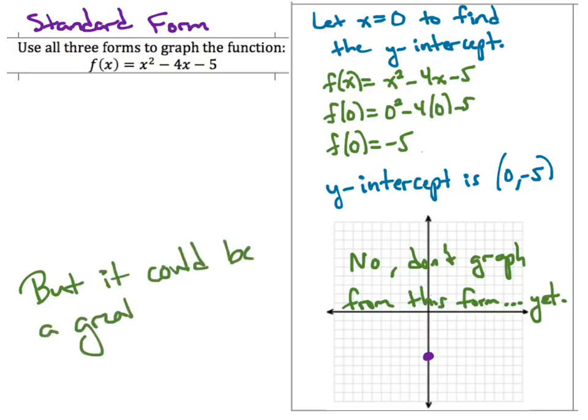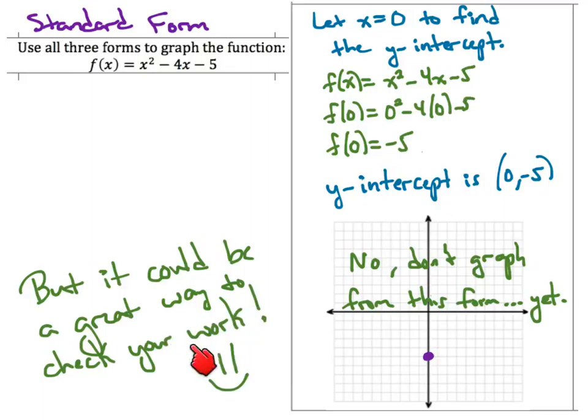But what you could do, how does this become useful? If you graph it from h, k form or from x-intercept form, this is a great way to check your work. Just look for, do I have c as my y-intercept? And if after you graph it you have that, you can feel pretty good that you're on the right path. So you can use it as a good double check.